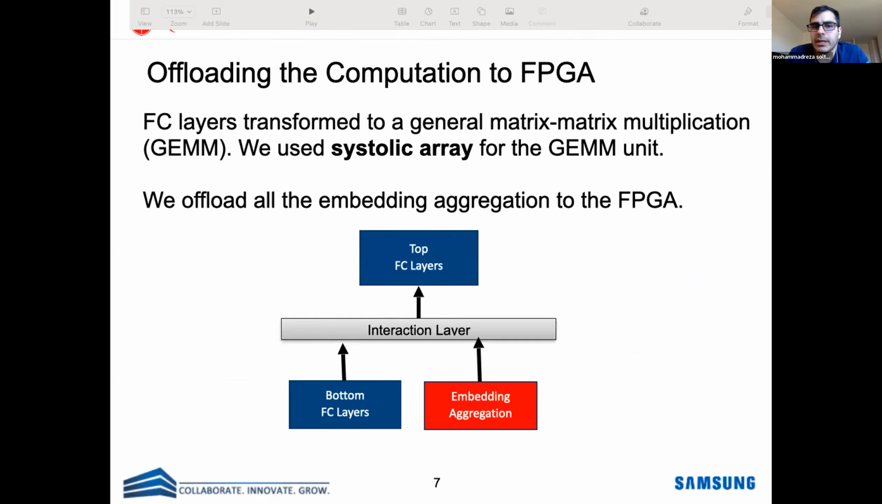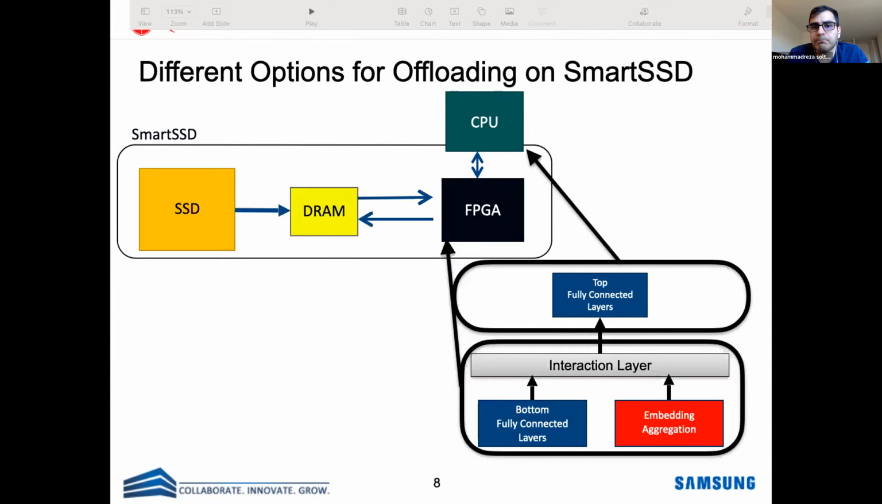Now, let's begin with offloading the computation. As I mentioned earlier, the fully connected layers can be transformed into matrix-matrix multiplication. In our design, we use a systolic array-based GEMM unit to offload this computation to the FPGA in the smart SSD. We also offload the embedding aggregation operation to the FPGA, and because the FPGA can directly access the SSD, this can be done effectively on the FPGA.